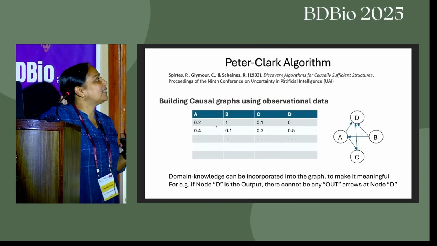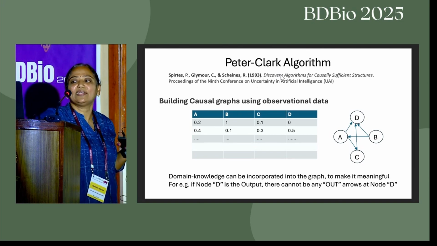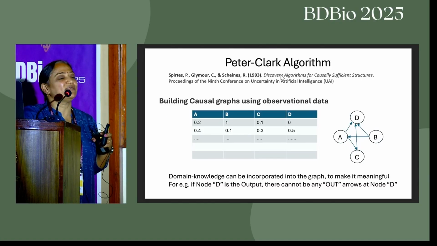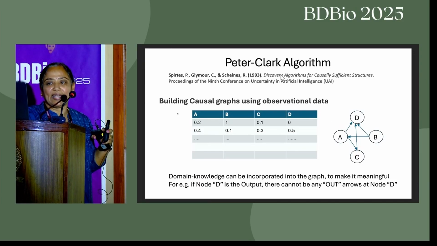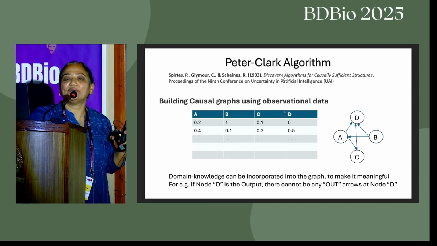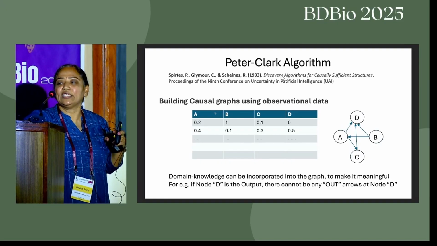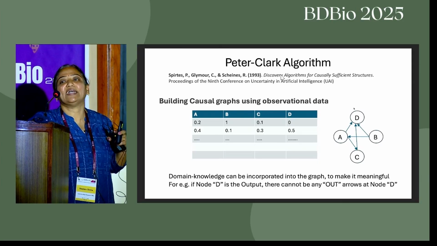So we use the Peter Clark algorithm, a very famous one from 1993. We are aiming to build a causal graph using observational data. That is the objective. Let's say we have tabular data like this. There are 4 variables, A, B, C, D. There are values we see for each of them. And this is, let's say, the kind of causal graph we want to arrive at.